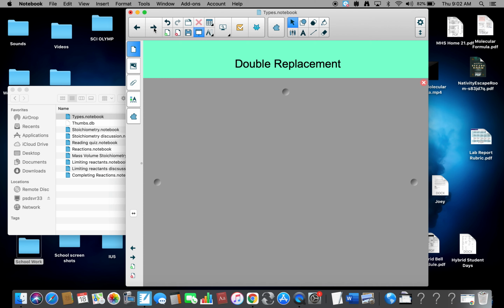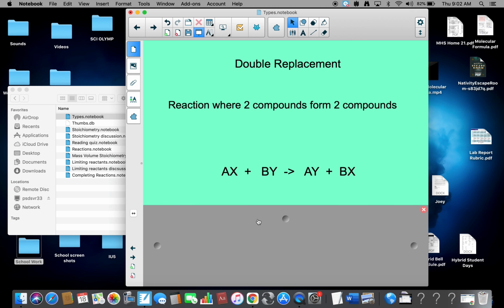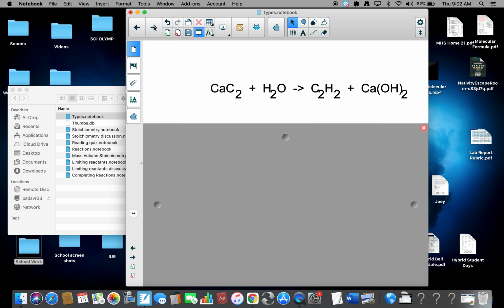All right, so 4th type, double replacement. Double replacement is defined where 2 compounds form 2 compounds. Basically, the swinging singles of the compound scene, we're going to flip partners here. All right, so this is a reaction I would have done in class, but the reaction decomposed, and I don't have it anymore. It's something called calcium carbide plus water forms acetylene plus calcium hydroxide. It used to be a really nice reaction, exploded, but it decomposed. I can't do it anymore.